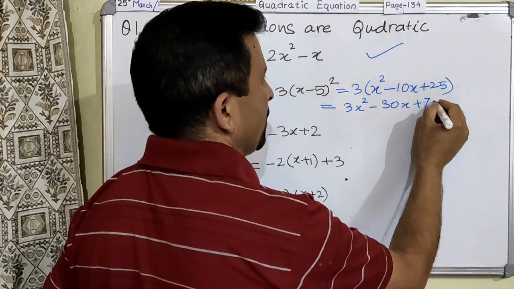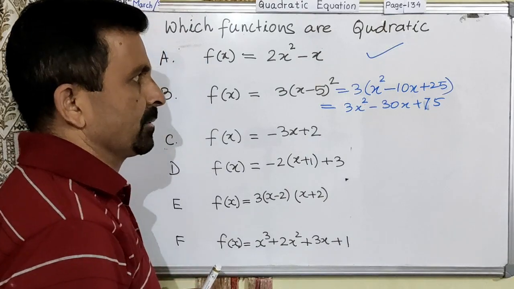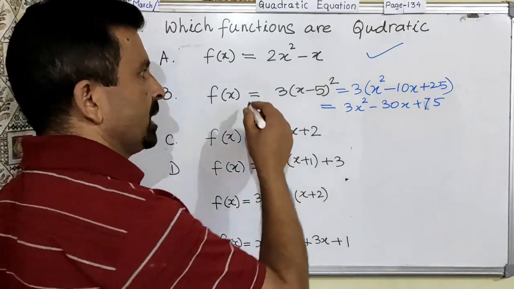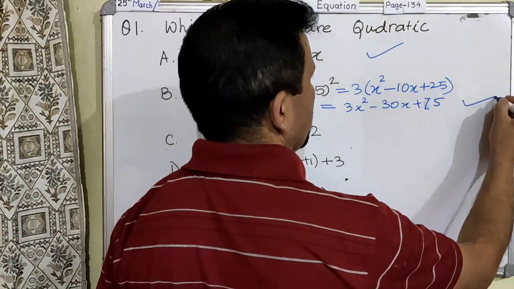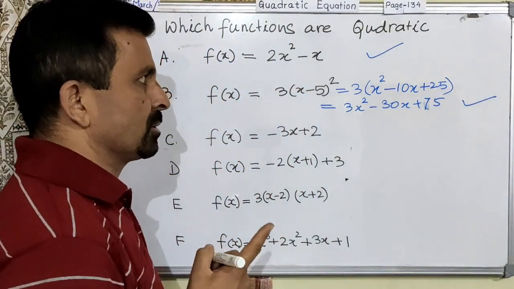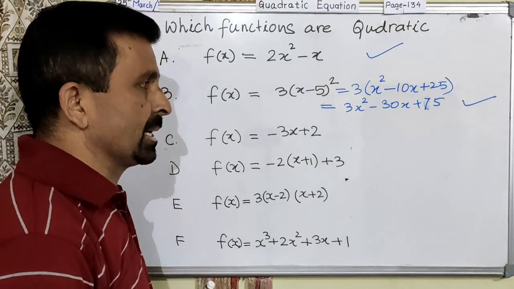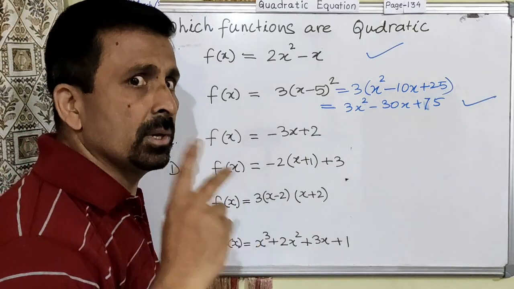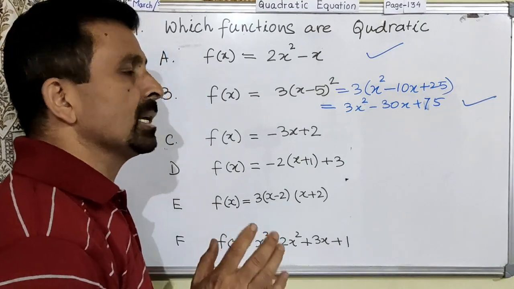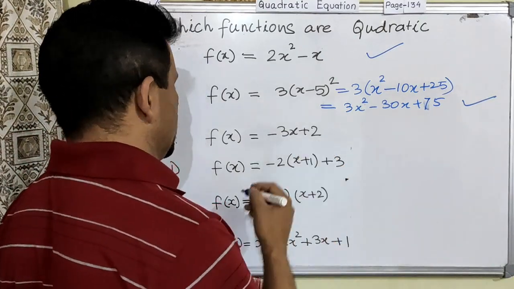And now finally you can see here in your equation the highest power of the variable is 2, and therefore this function also is a quadratic function. Clear? What we are always looking for is the degree of the equation. If we see that the degree of the equation is 2, then we call it a quadratic function.